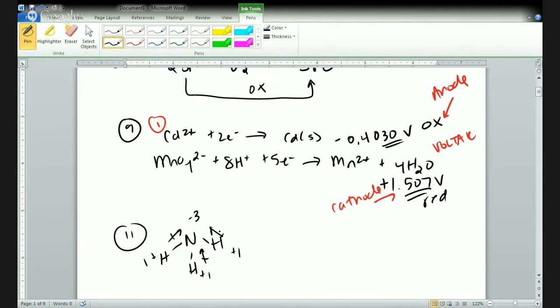If we look at the options, option A says the nitrogen has a -3 charge. That is not true. This is a covalent compound. It does not make an ionic charge, so it does not take on a -3 charge. It takes on a -3 oxidation number because it's pulling 3 electrons closer to its nucleus.